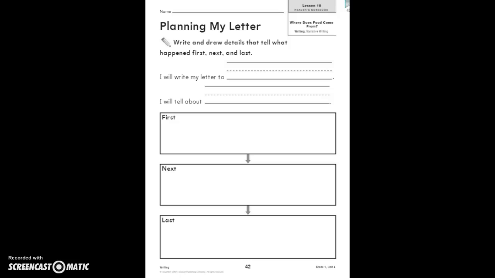Please turn in your reader's notebook. Here's your copy of what we just did. It's now your turn. You're going to write and draw details that tell about what happened first, next, and last. So you are going to be planning your own letter. I will write my letter to. I will tell about a special meal or time with your family or friends. And then you're going to include some details. What happened first, what happened next, and what happened last.